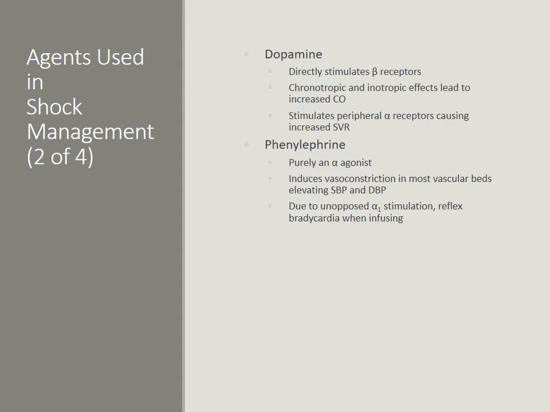Due to unopposed alpha-1 stimulation, there can be reflex bradycardia when you are infusing this. This effect can be useful in patients who develop tachyarrhythmia while taking norepinephrine. Initial phenylephrine infusions are usually started at 5 mcg per kilogram per minute. And similar to other vasopressors, rates can be titrated higher as needed to maintain the targeted blood pressure using this phenylephrine.